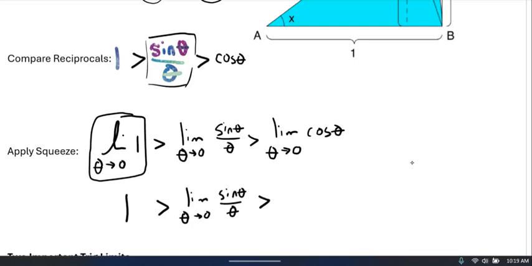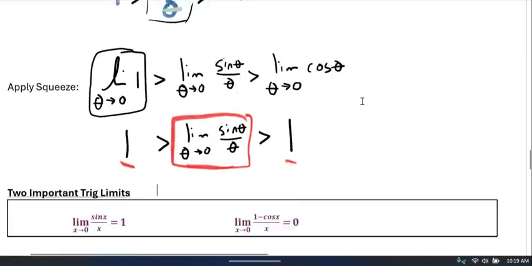However, something cool happens on this last one. What is the limit as theta goes to 0 of cosine theta? That's just cosine of 0. Cosine of 0 is 1. Oh, you see it? This is 1, and this is 1, and this is between those. That must mean that this expression is also equal to 1. That's the proof using the squeeze theorem.